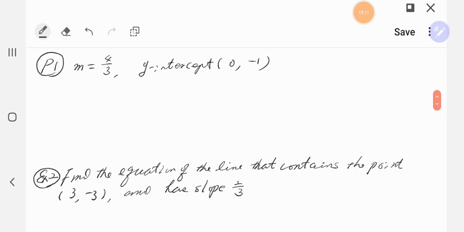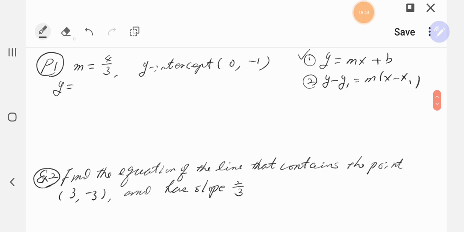So we can use either the point-slope formula or the slope-intercept formula. We can use either y = mx + b or y - y1 = m(x - x1). We can use either one of these, right? But if the y-intercept is given, use the slope-intercept formula. Use the first one. That's easy.